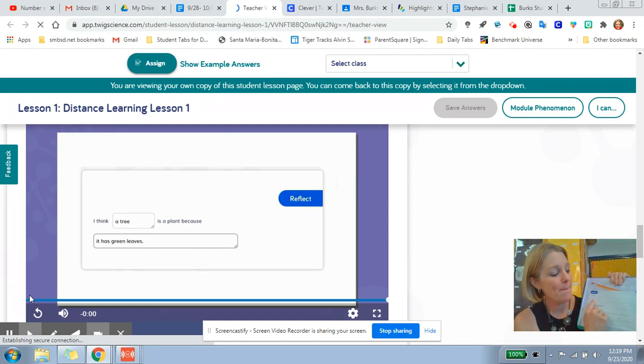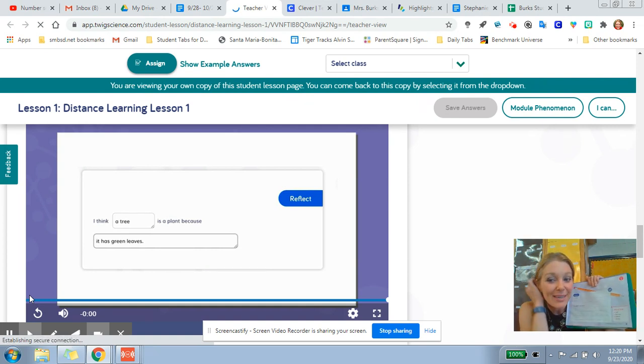I think blank is a plant because, and then here's some words to help us. Why things are plants, what they have, or what they need. Plants need to live in soil. The first word says soil. Plants have leaves. This says plant. These things are plants. And this says roots. Plants have roots.